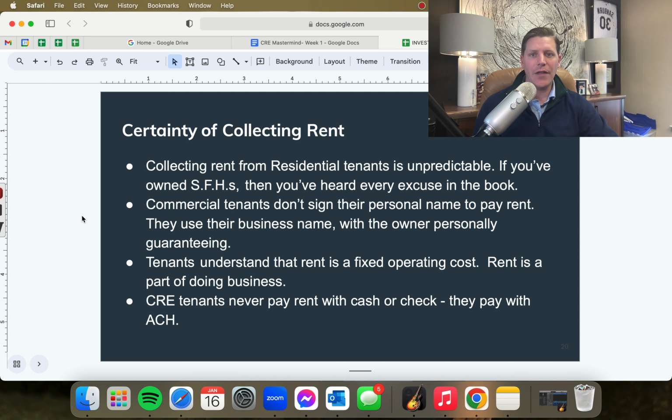Certainty of collecting rent. I think this is another one. So again, if you're playing the single family game, you've discovered how difficult it is, especially if you've got a property manager or somebody like that. It can be unpredictable. Collecting rent from residential tenants can be unpredictable. If you've owned single family, you've heard every excuse in the book. My favorite excuse, I'd like to hear yours sometime.